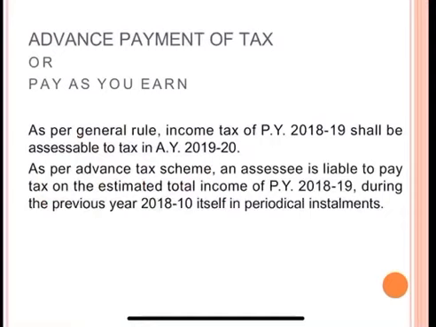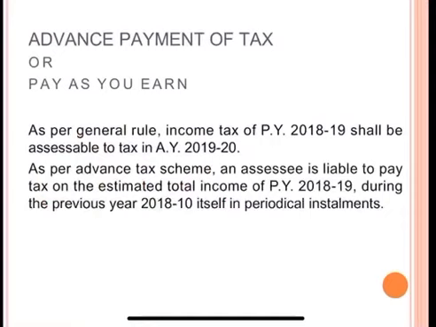It means tax shall be payable in advance during any financial year in accordance with provisions of sections 207 to 219 in respect of total income of the assessee, which would be chargeable to tax for the assessment year immediately following the financial year. In simple terms, as per the general rule, we say the income of previous year 2018-19 shall be assessable to tax in assessment year 2019-20.